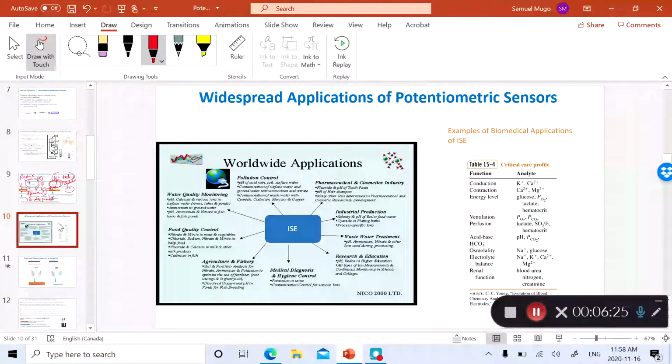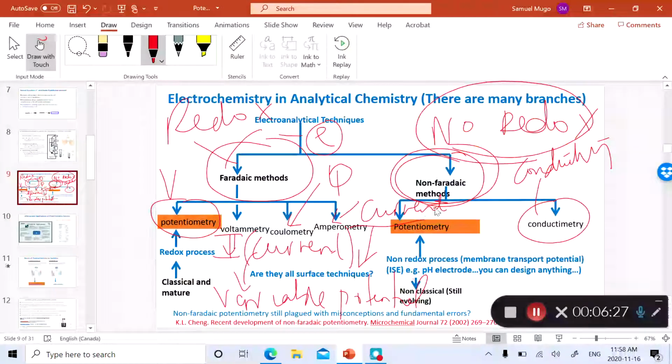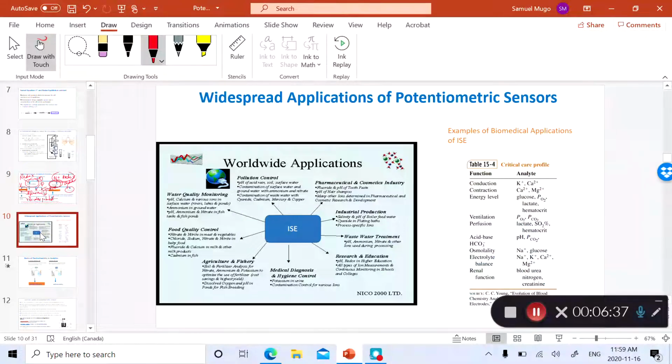So as I said, my focus is only gonna be on potentiometric sensors, and I won't talk about these other types of electroanalytical techniques, which you're gonna cover in higher level courses.